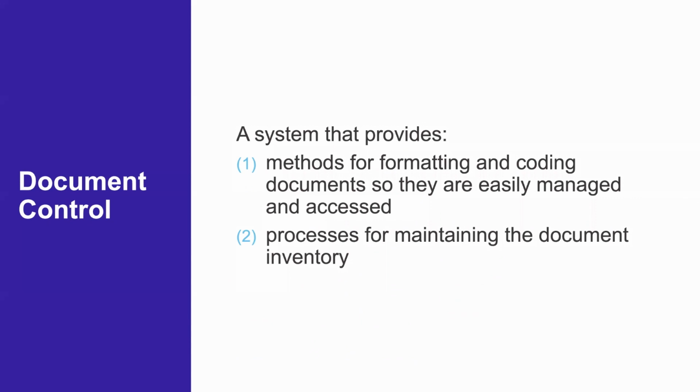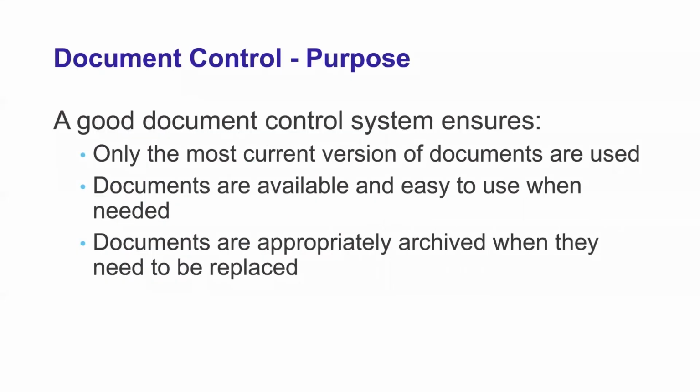All right, so now that we've talked about all of these documents, SOPs, job aids, references, how are we going to make sure that they're all controlled and organized? So document control is a system that provides methods for formatting and coding documents so they're easily managed and accessed, and processes for maintaining the document inventory.